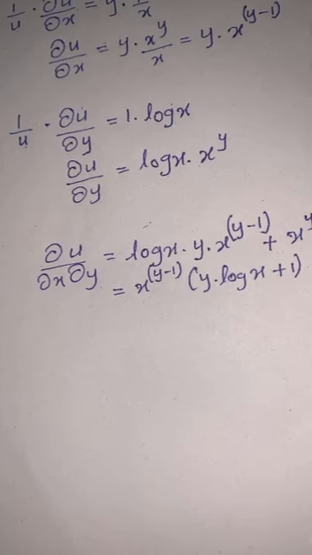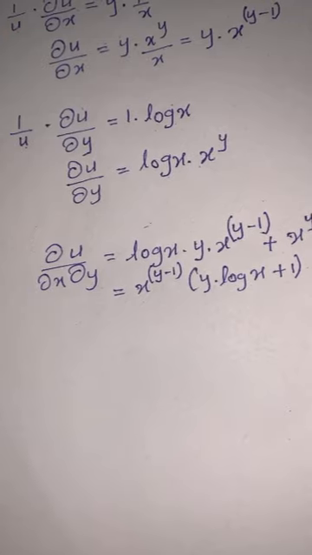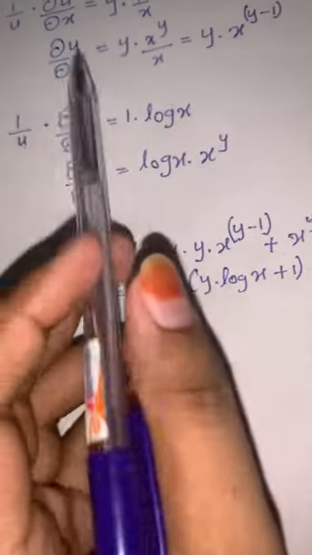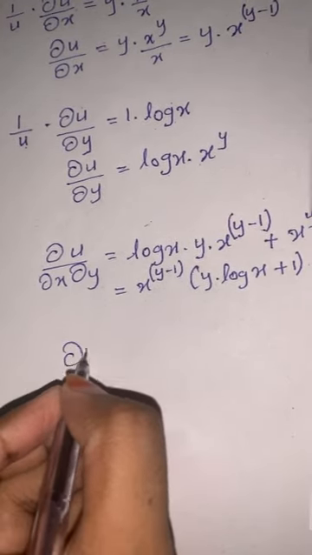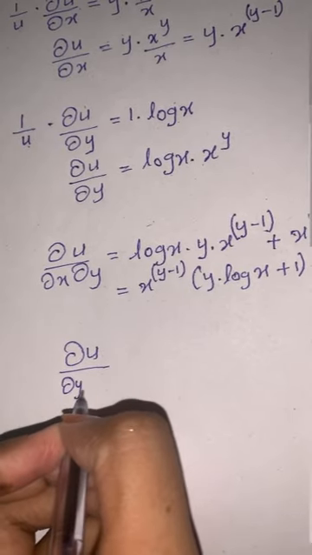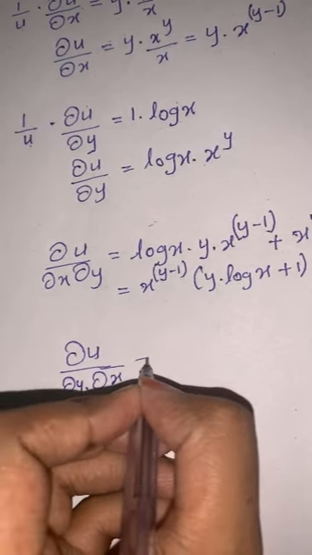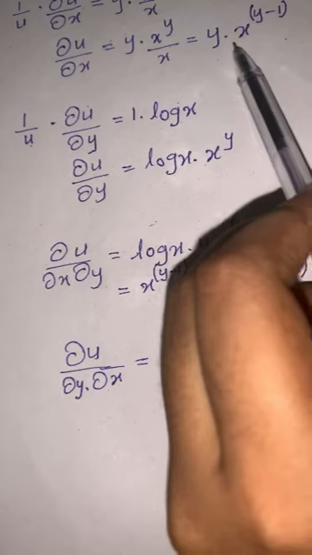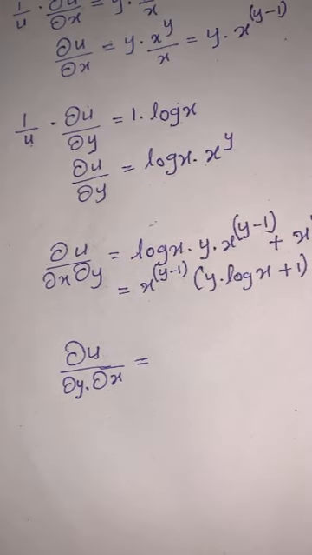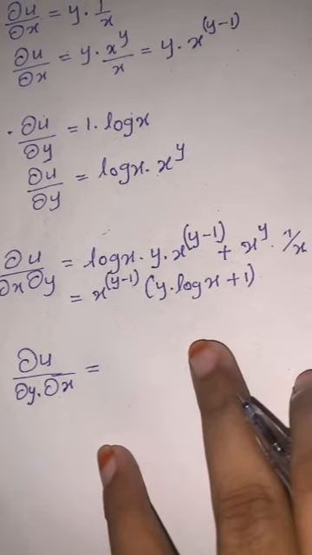Okay, then we will do the differentiation of ∂u over ∂x with respect to y. So we have to differentiate this. Before that, we have to know what the differentiation of x to the power y minus 1 is. Okay, then we will do that separately here.